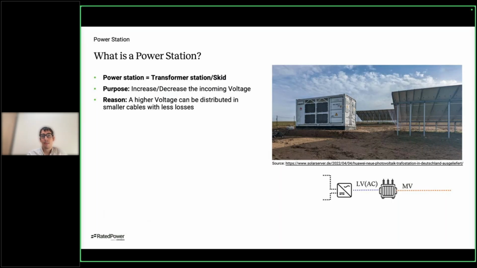But a power station is exactly this, right? A transformer station that steps up from low to medium voltage. And again, the reason is to minimize the losses that occur when distributing the power and the electricity. In this image, you see a typical photo of a power station.